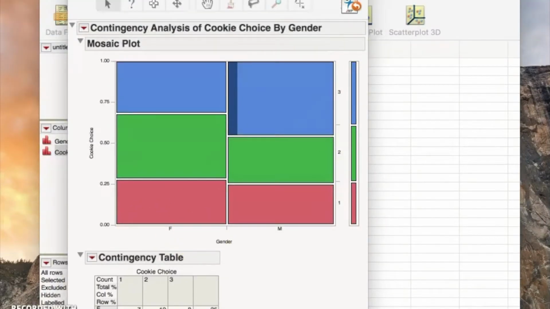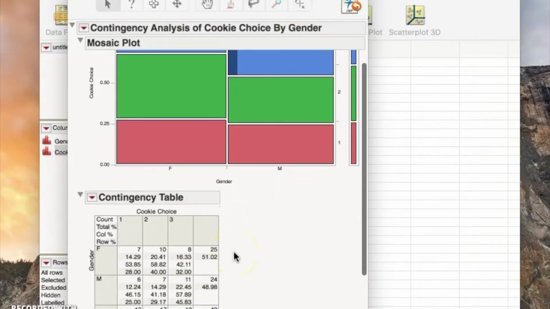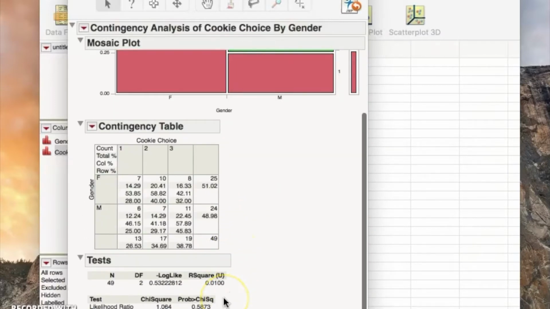As you can see, male and female have been split up onto the right and left side, and the cookie choice of each of the data points is also seen on the right side. In this case, we are able to determine that we can accept the null hypothesis that there is no difference between male and female in their cookie choices due to the fact that the probability is 0.5873.